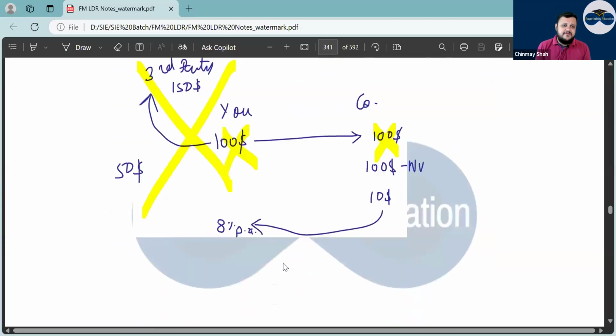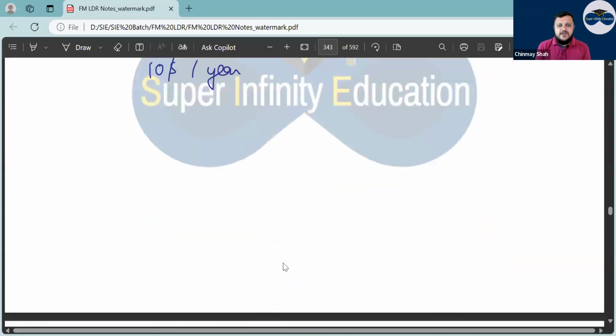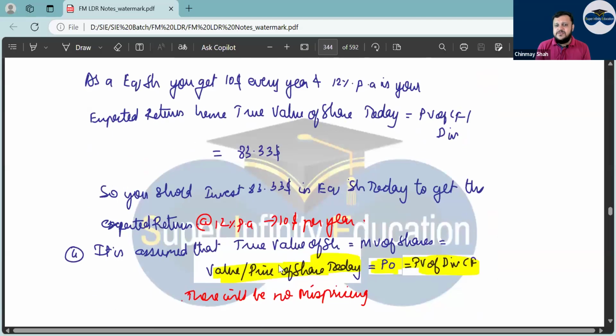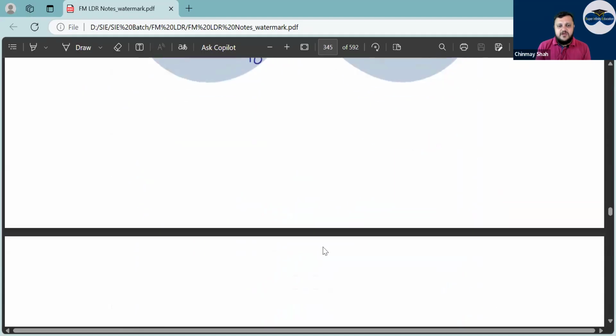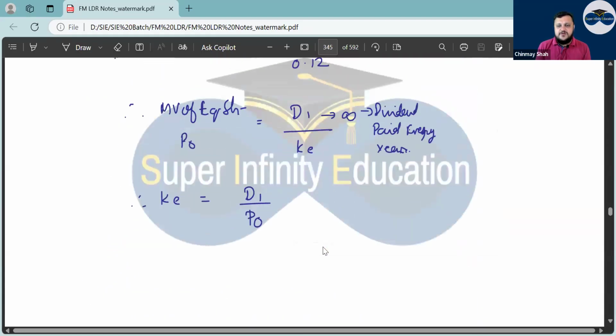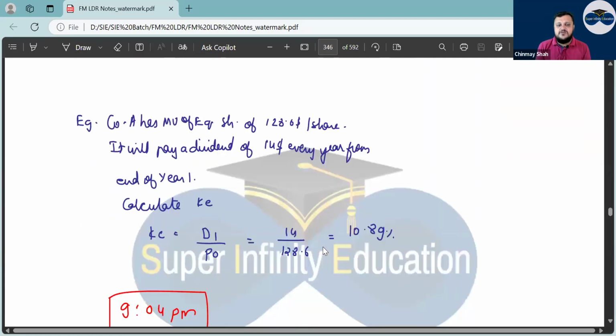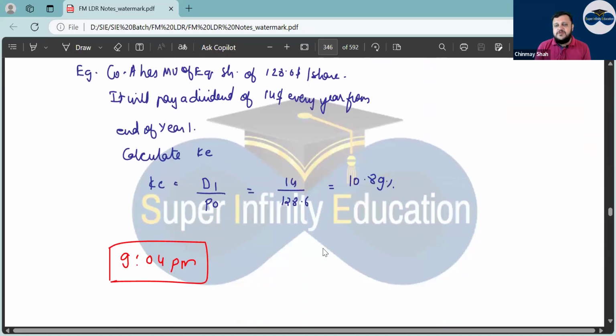But here when we derive the KE formula, I have derived all these formulas in class. You have to appreciate the fact. If you look at all this, I have derived the formulas here, right? Generally, we say share price today is the true value of the share and it is not mispriced anywhere in the market. Hence, K is equal to what? D1 upon P0. Generally, D0 is given.